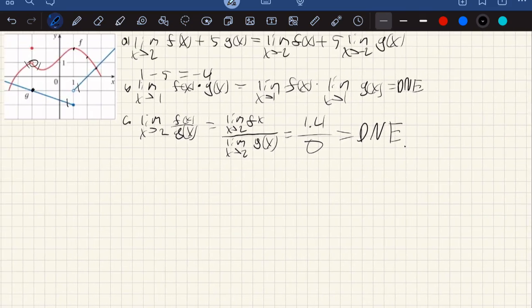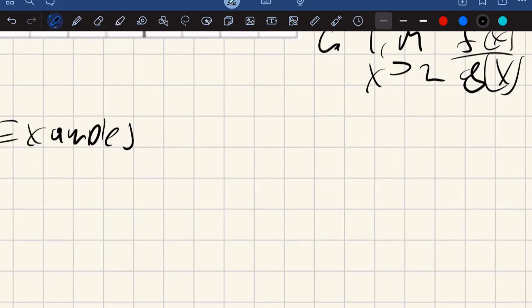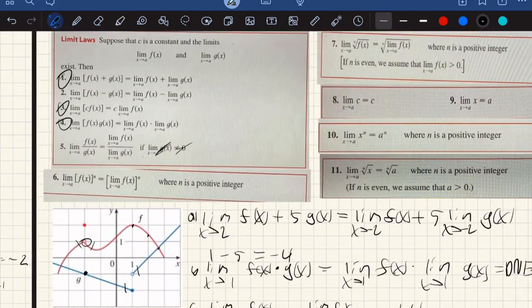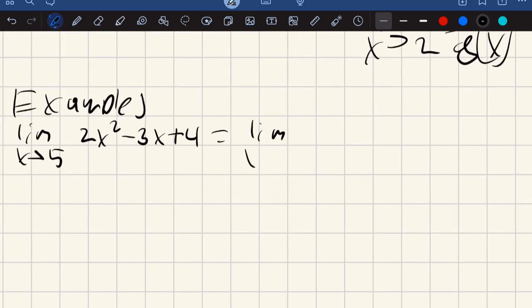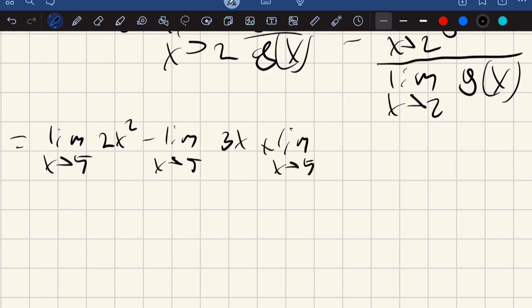Now let's do some more examples without the graph. So let's say we have the limit as x approaches 5 of 2x squared minus 3x plus 4. To understand our limit laws, let's use them in this problem. So we could break this up as the limit as x approaches 5 of 2x squared minus the limit as x approaches 5 of 3x plus the limit as x approaches 5 of 4.